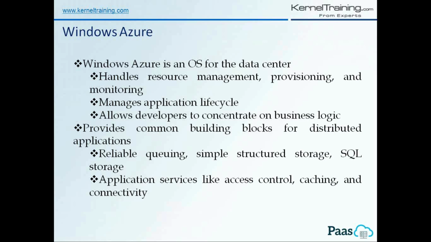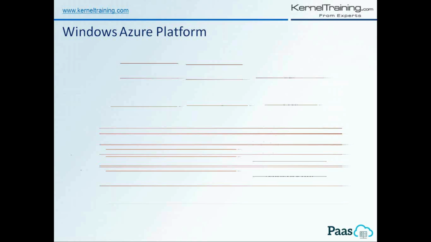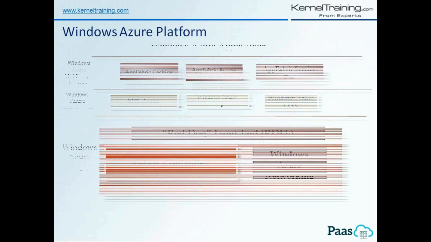And connectivity means you can have two virtual machines, one for the application and another for the SQL Server. Using this connectivity, you can talk to the VM. So this is the Windows Azure platform. So here we have Windows Azure.